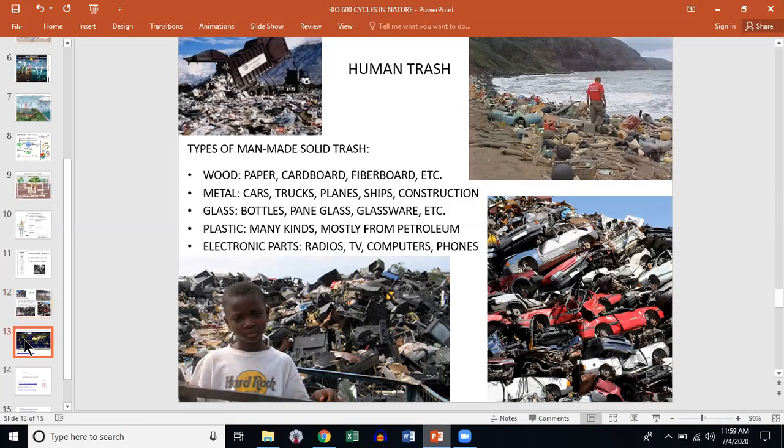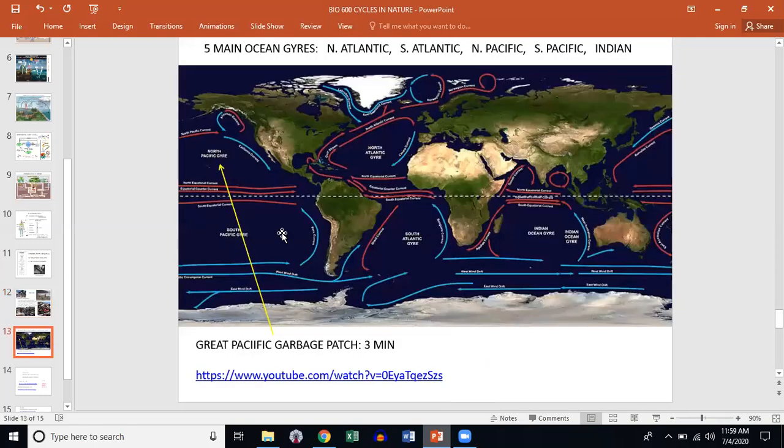Okay, let's move to the oceans and look at the gyres, because remember I talked about the large gyres, right? Actually 5: 2 in the Pacific, 2 in the Atlantic, and then the Indian Ocean gyre. 5 huge gyres, or current circulations, that are somewhat horizontal. There are some minor ones also in other pockets of the world.